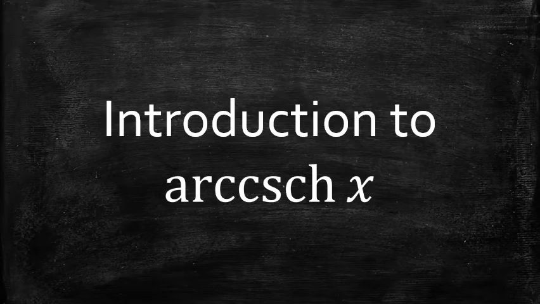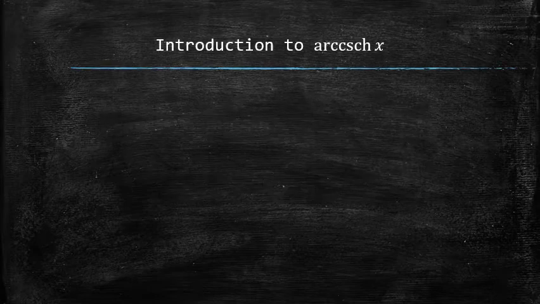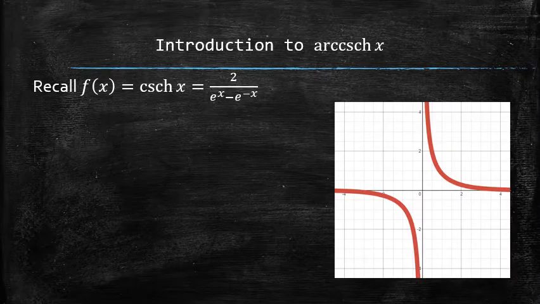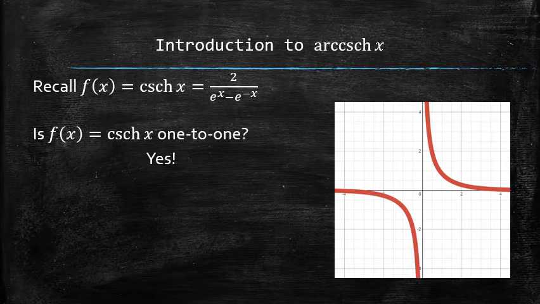Next, we will introduce a new function called the hyperbolic arc cosecant. Let's recall the hyperbolic cosecant of x function and its graph, and let's answer the following questions. Is this function one-to-one? The answer is yes, because it passes the horizontal line test.